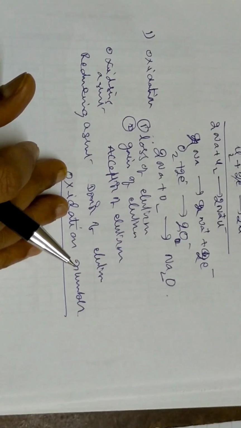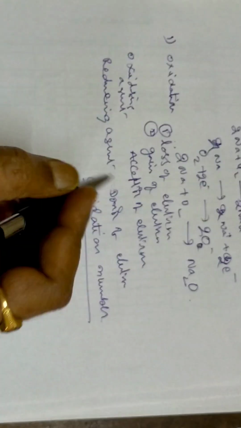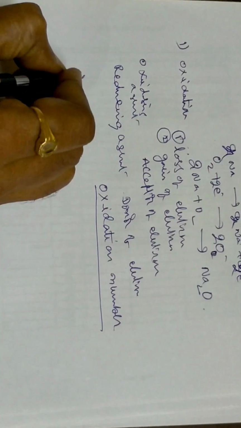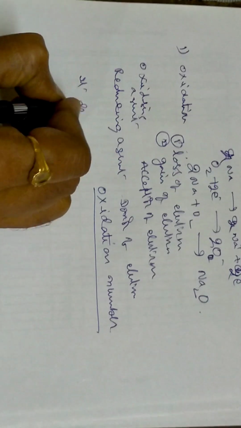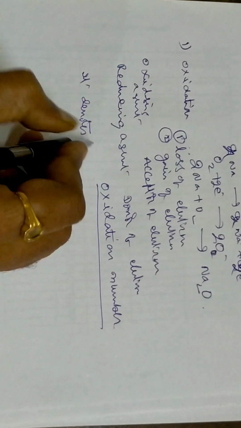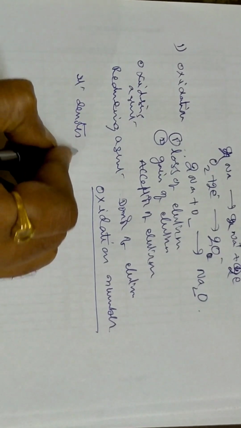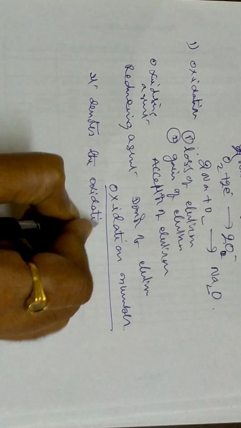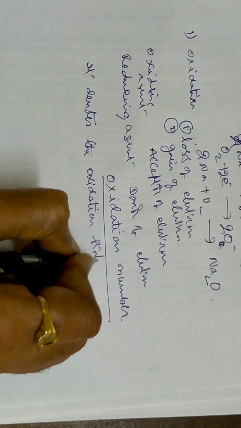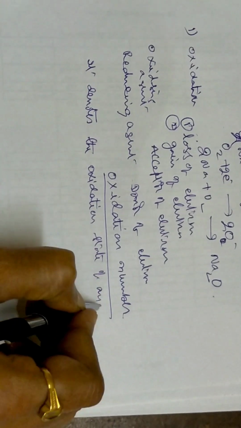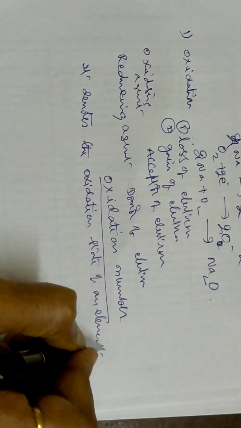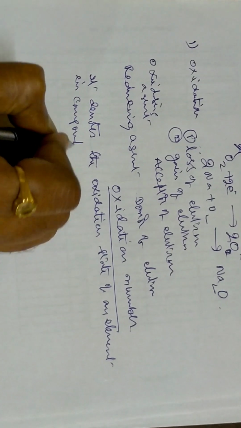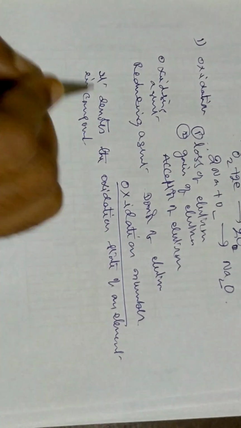What is the oxidation number? The oxidation number denotes the oxidation state of an element in a compound. But there is a set of rules.